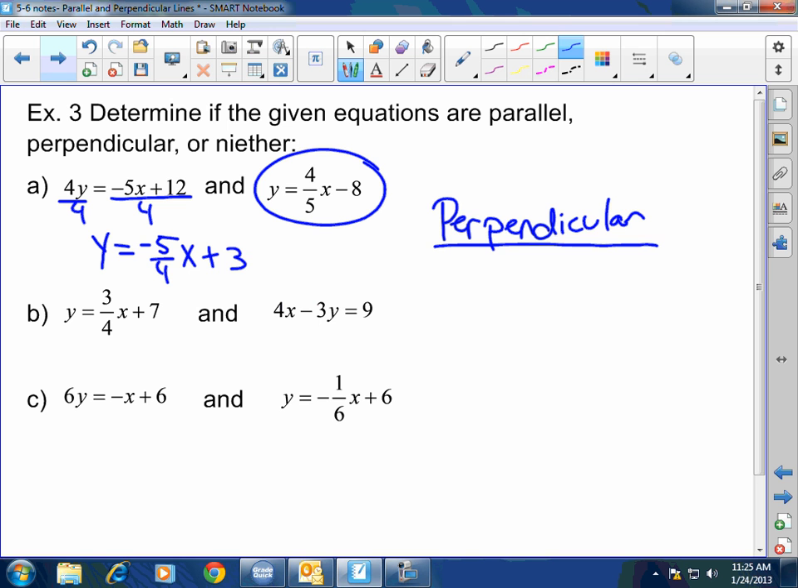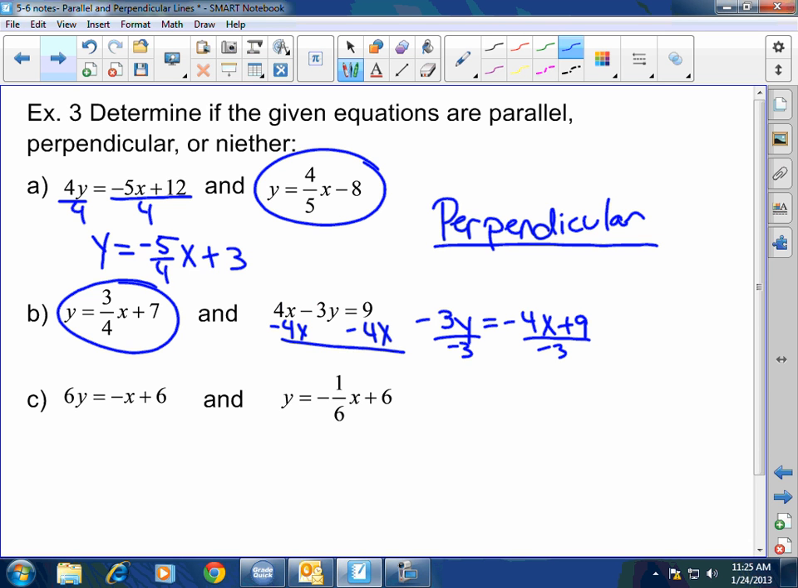Number 2, or B, this guy is already set up. Let's solve for y. Subtract 4x from both sides. So I got negative 3y equals negative 4x plus 9. Divide by negative 3. y equals 4/3 x minus 3. Are they parallel? No, this is 3/4. That's 4/3. So they're not parallel. Are they perpendicular? Absolutely not. Perpendicular would have been negative 4/3.